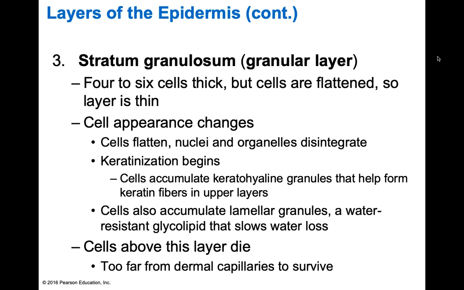Keratinization is also going to begin here. So the cell starts to accumulate keratohyalin granules that are going to help to form keratin fibers later in our upper layers. So that's another appearance that they can have. Cells also accumulate lamellar granules, which are water-resistant glycolipids that help to slow water loss. So your skin's kind of helping you stay hydrated by reducing water loss.